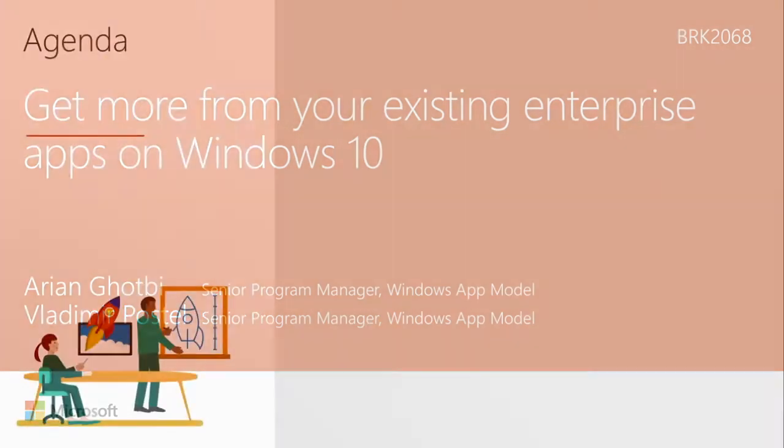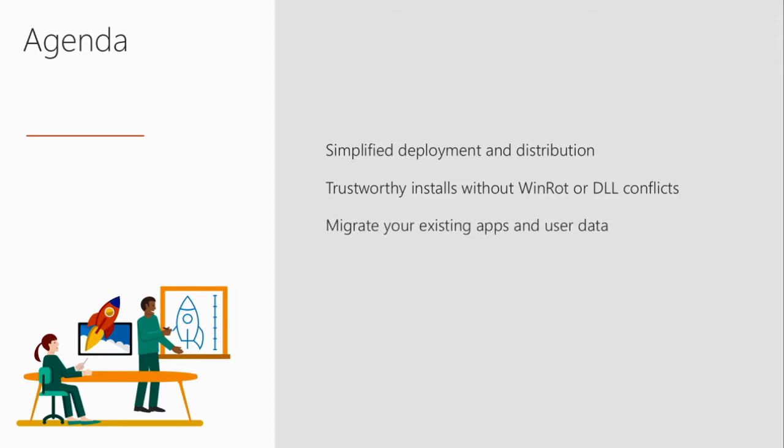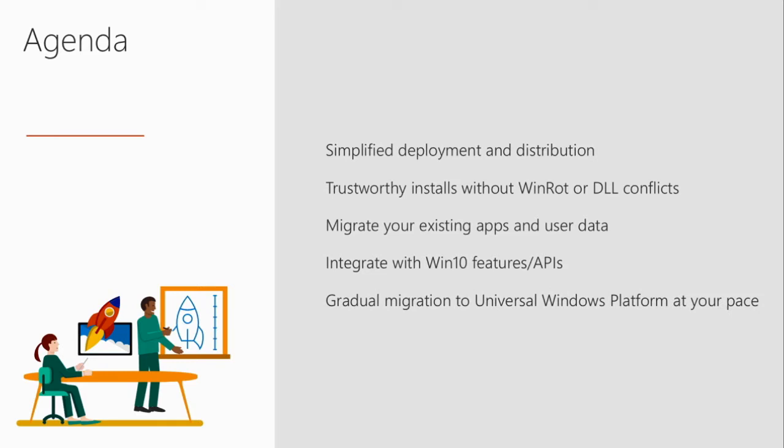So let's see what we're going to cover today. First things first, we're going to talk about simplified deployment and distribution, and then trustworthy installs, and we're going to say how WinRAR and DLL conflicts are resolved as a result. Then we're going to talk about migration of your existing apps and your user data. That is very critical to all enterprises. And then how you can integrate with Win10 features and APIs, and gradual migration to UWP at your own pace. And last but not least, we're going to show you how you can take advantage of modern DevOps with Visual Studio Mobile Center.